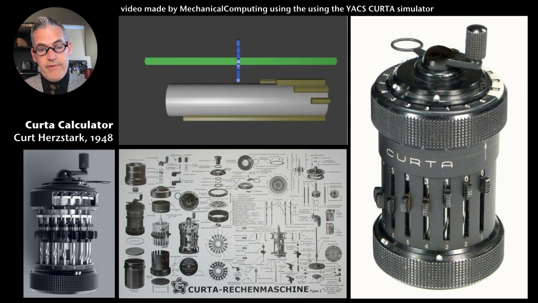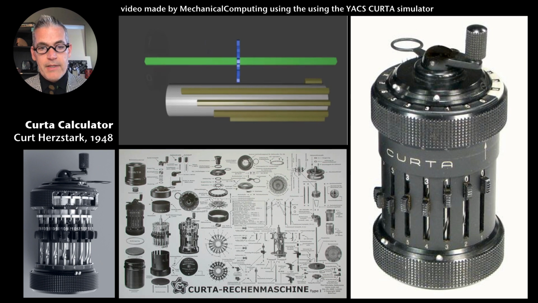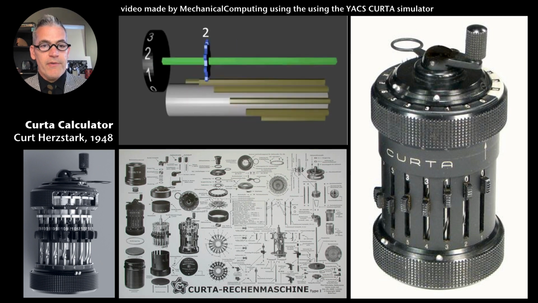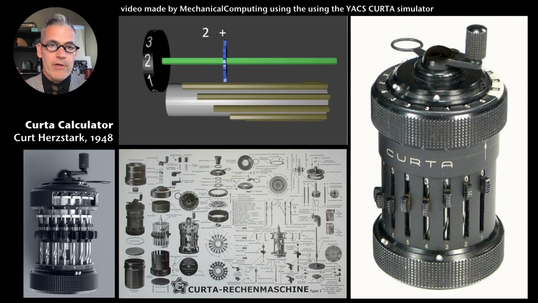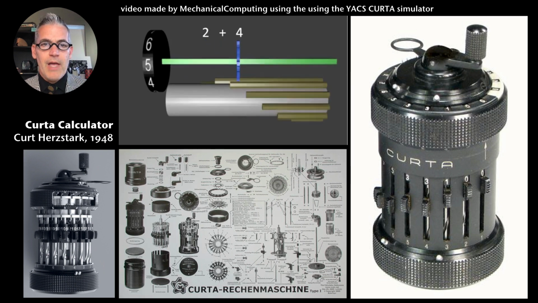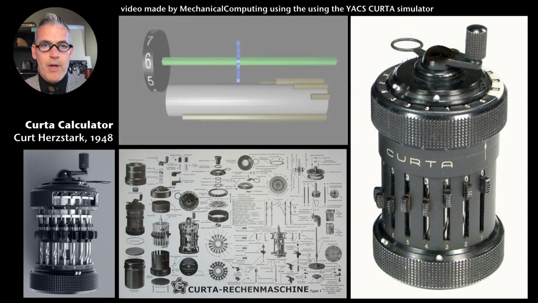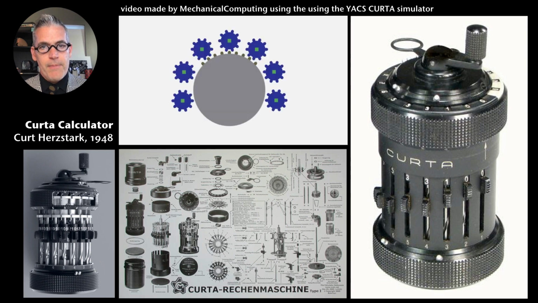It was introduced in Vienna in 1948, and it remained the best method of calculating computations until the 1970s, when electronic calculators came along. And in the beautiful animation of the digital model at the top, you can see some of the details that make this work.